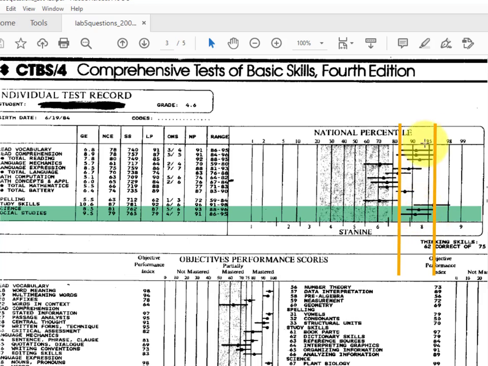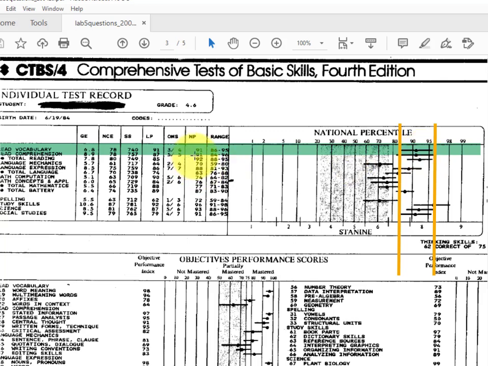Let's look at the very first one because this one's easy to see. Reading vocabulary. In reading vocabulary, he also scored a 91 and his range is between 86 and 95. Okay? Because these bands overlap, we cannot say that there's any distinguishable difference between how well the student did in reading vocabulary and social studies.